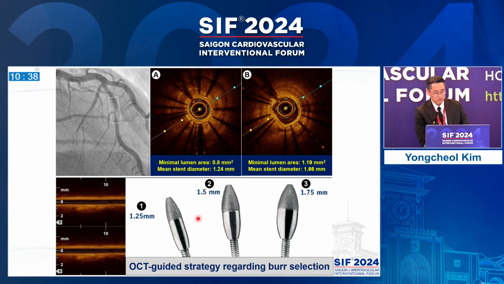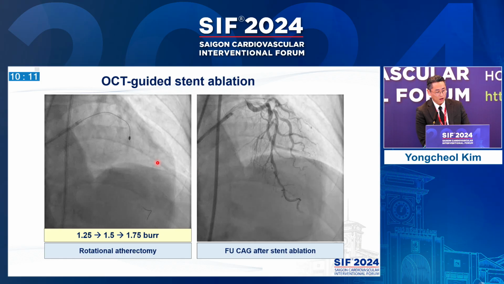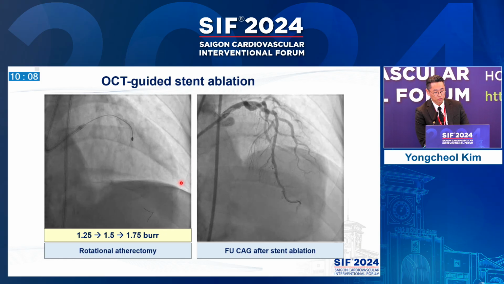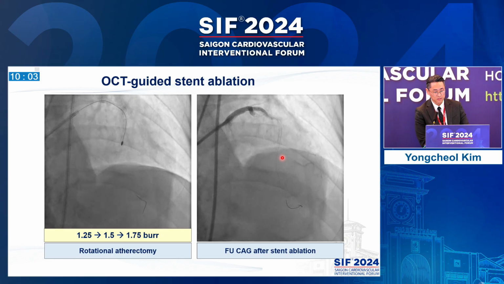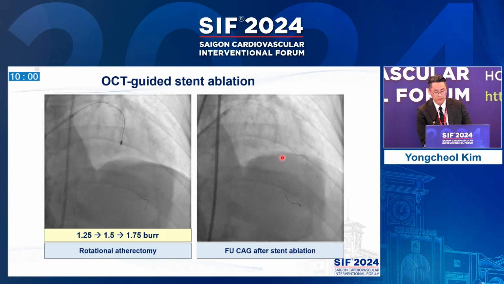So we decided to perform the stent ablation using rotational atherectomy. At that time, IVL was not available in South Korea, and we selected burr sizes of 1.25, 1.5 and 1.75 according to the stent diameter in the underexpanded stent area. After successful serial rotational atherectomy, follow-up angiography showed an increased lumen diameter in the underexpanded stent area.